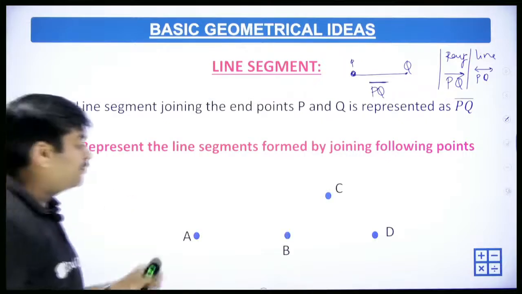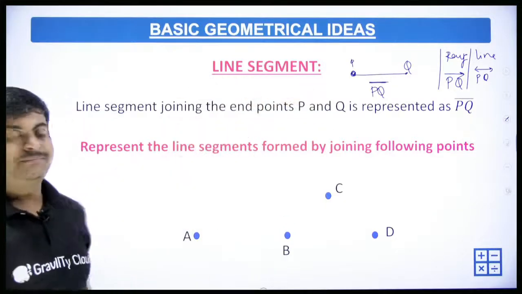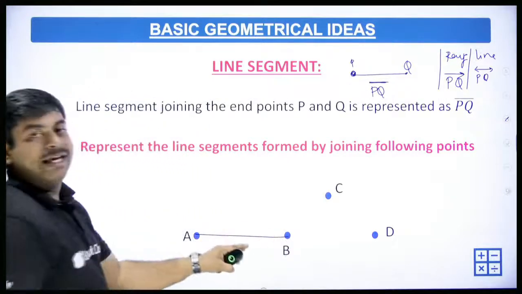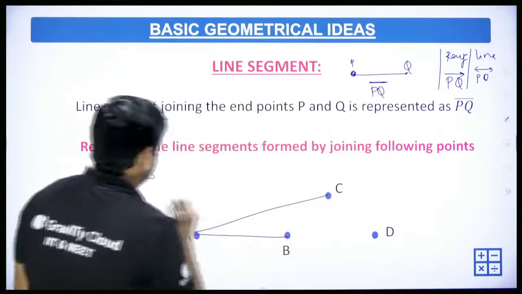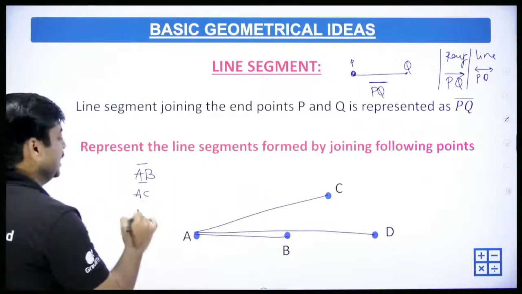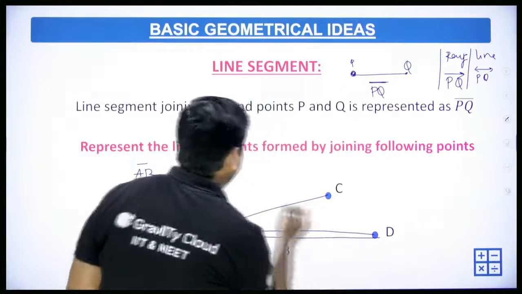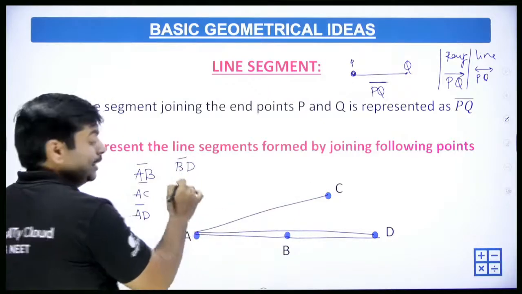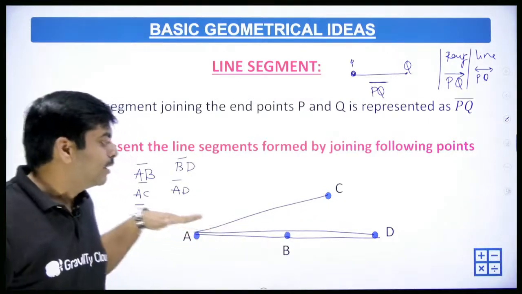Represent the line segments formed by joining the following points. We have 4 points, and we need to join them and represent each as a line segment. We have several combinations. Starting from A, this is line segment AB bar. A to C is AC bar. A to D is AD bar. B to D gives BD bar. And A to D is also one segment, although there is a point B in between; it's okay, AD forms a straight line segment.